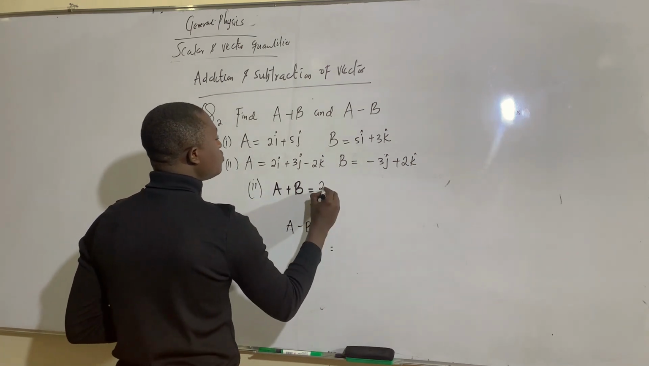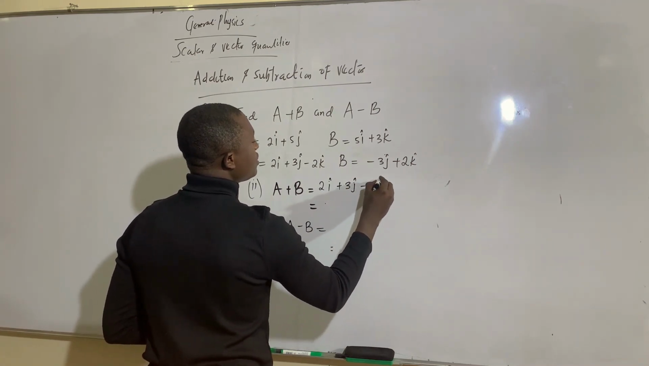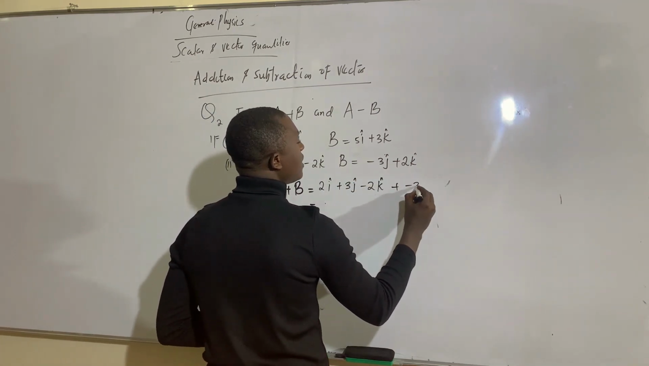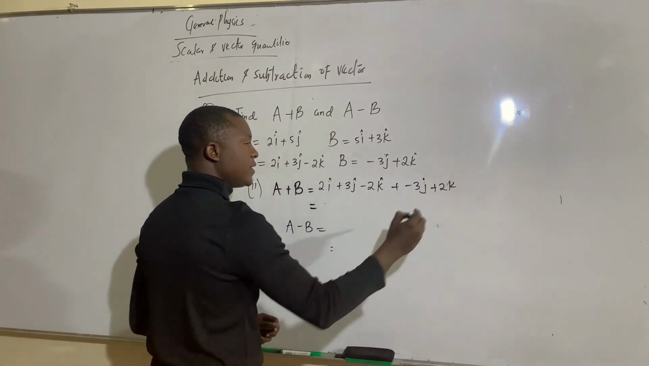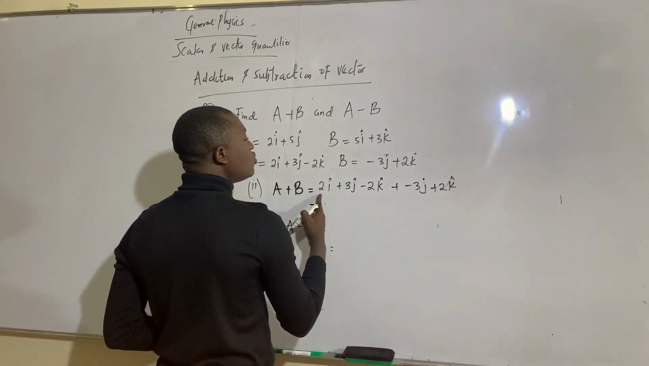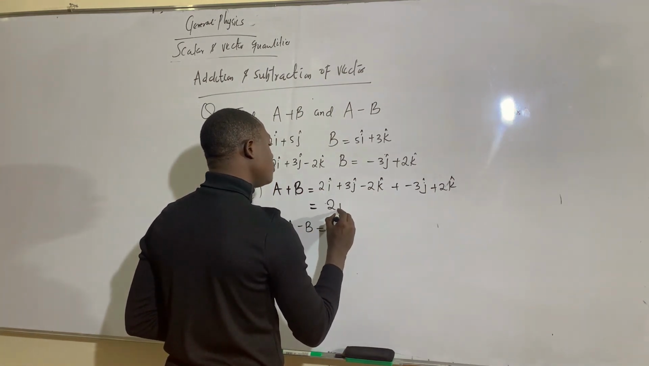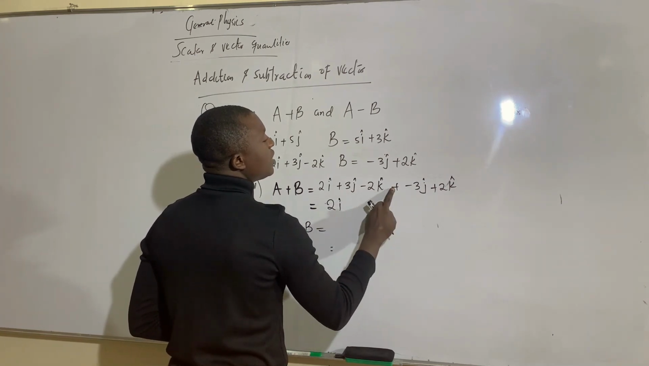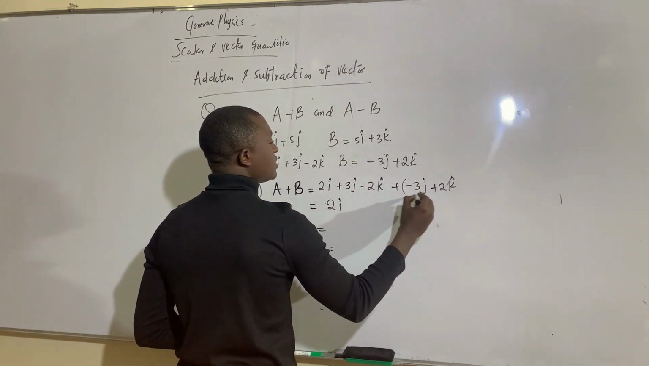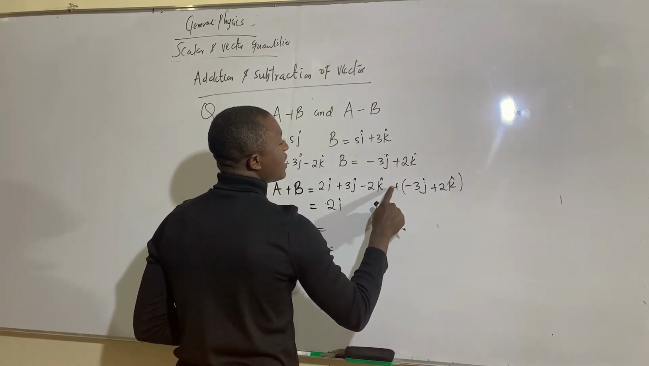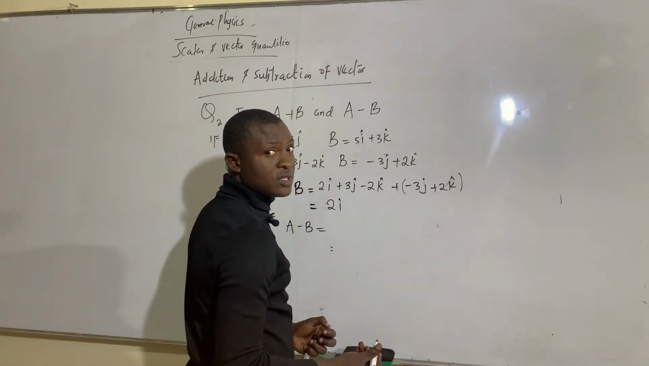So A is 2i plus 3j minus 2k, plus my b is minus 3j plus 2k. I will still match them together just like the way I did the first one. So 2i, you can see there is no i here. So that means I will just have 2i. I told you, if plus and minus come together, of course it's going to become minus. And plus times plus is equal to plus, that one doesn't change.